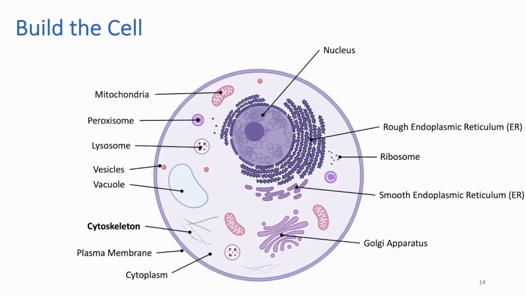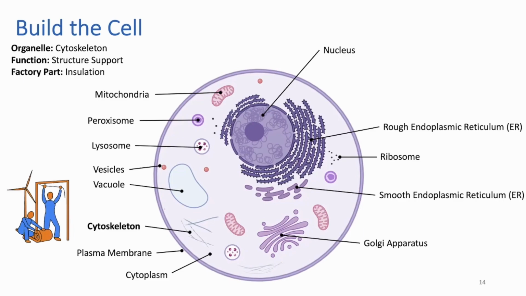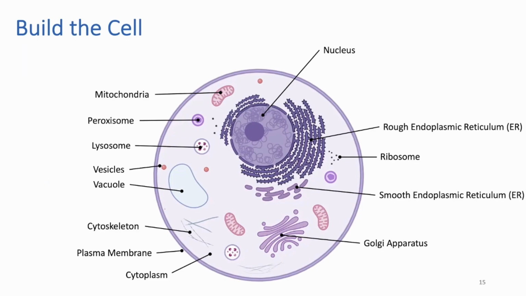Last but not least, we have the cytoskeleton, which is a microscopic network of protein filaments and tubules in the cytoplasm. You can think of this as the support structure in the factory or insulation. We did it. We have built the cell or factory and learned about the different functions of the organelles or subcellular structures of the cell.